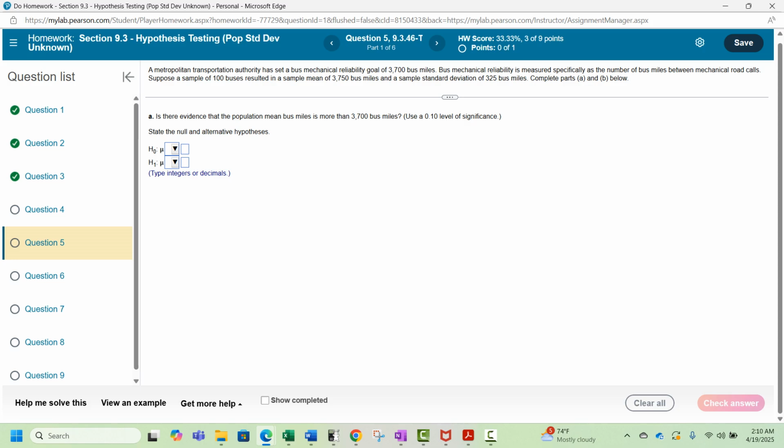The Metropolitan Transit Authority has a mechanical reliability goal of 3,700 bus miles. Let's suppose 100 buses, sample mean of 3750, sample standard deviation of 325. So this reliability goal of 3,700 miles, "of" is like "is." It means equal. All right, so this should be an equal, not equal, two-tailed test.